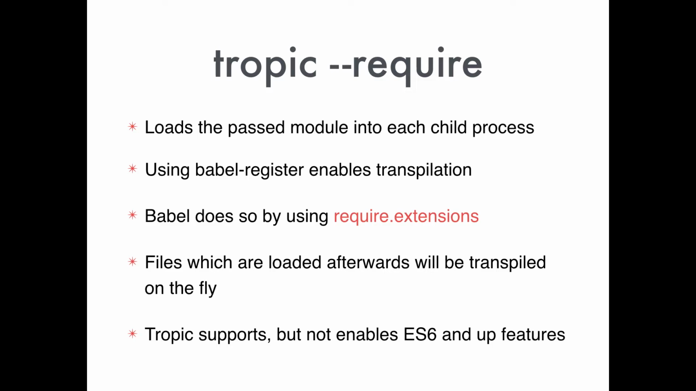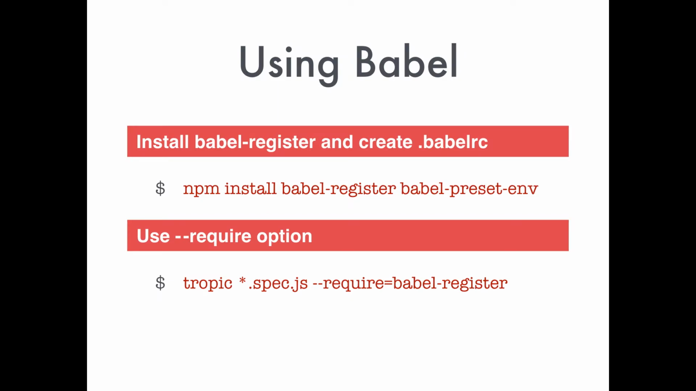Okay, so that means that Tropic supports ES6, but it does not enable ES6 features. There are some test runners like Ava, for instance, which already enable you to write ES6, but there is one downside: it has Babel and a lot of other Babel presets as a dependency. As I just described, you could use Babel, and using the require option, like you can see down there, it will load it automatically.